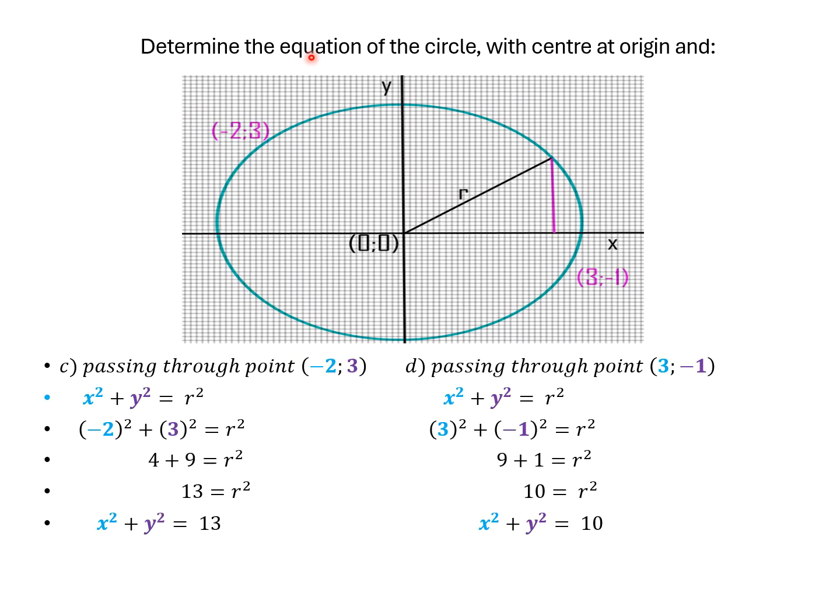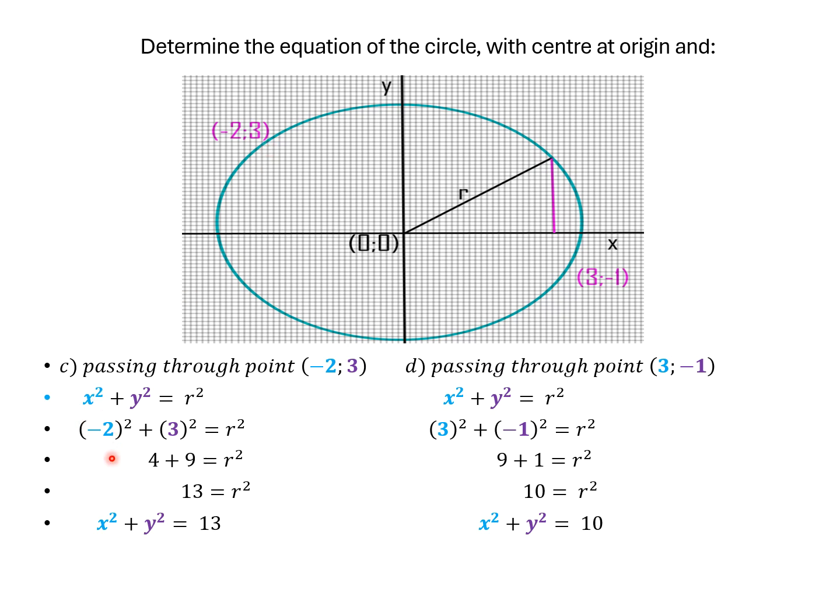Determine the equation of the circle with center at the origin, now passing through the points negative 2 and 3, and 3 and negative 1. Right? So if it's passing through the points, I'm going to put this point, that's an x value and a y value. So this is going to go in the place of x squared, that in the place of y squared. So my equation will read x squared plus y squared equals r squared. So I have to find the length r from there, right?